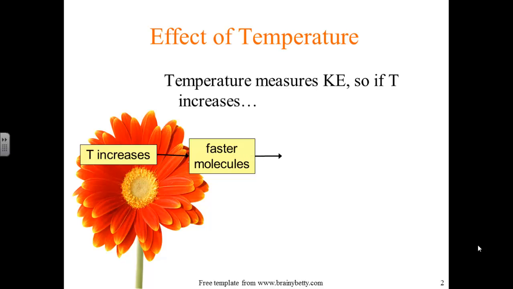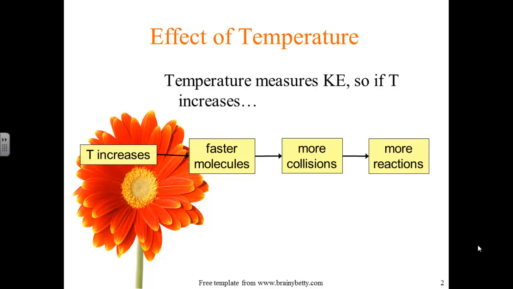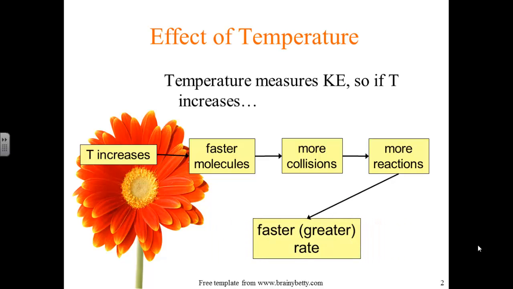If the molecules are moving faster, then they will have more collisions with each other. And we know that more collisions cause more reactions. And if we have more reactions, then overall we will have a faster or a greater reaction rate.